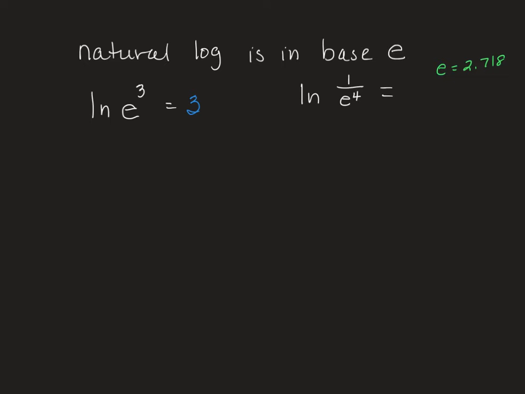This one takes a little more work. My e is in the denominator, so I'm going to write this as e to the negative 4th, using the laws of exponents to manipulate it to where I need it. And then again, my answer is my exponent, so that's negative 4.